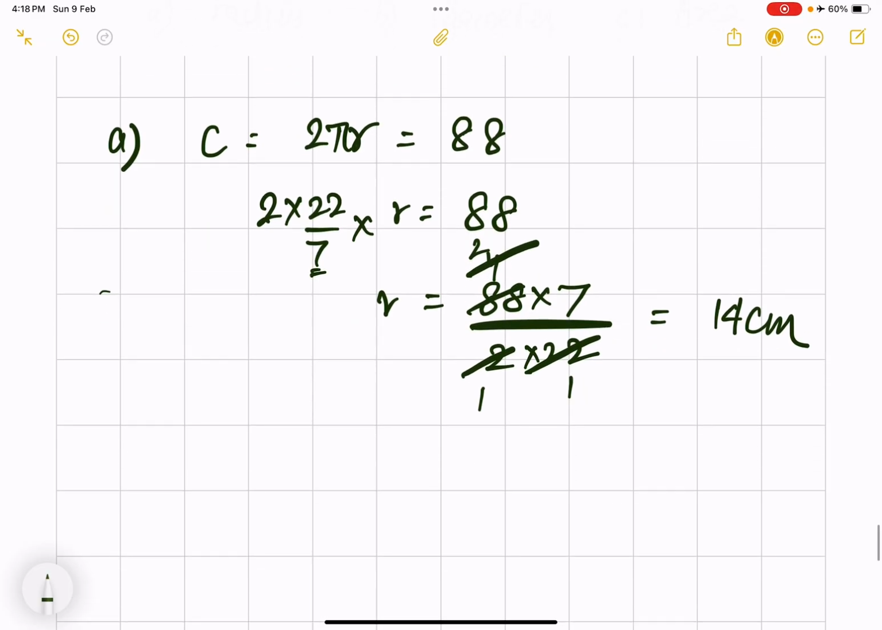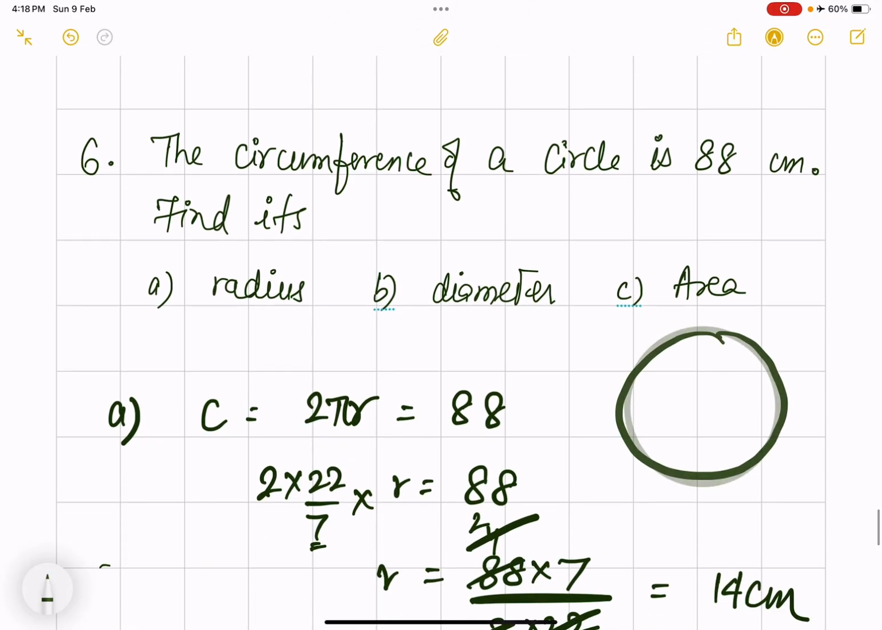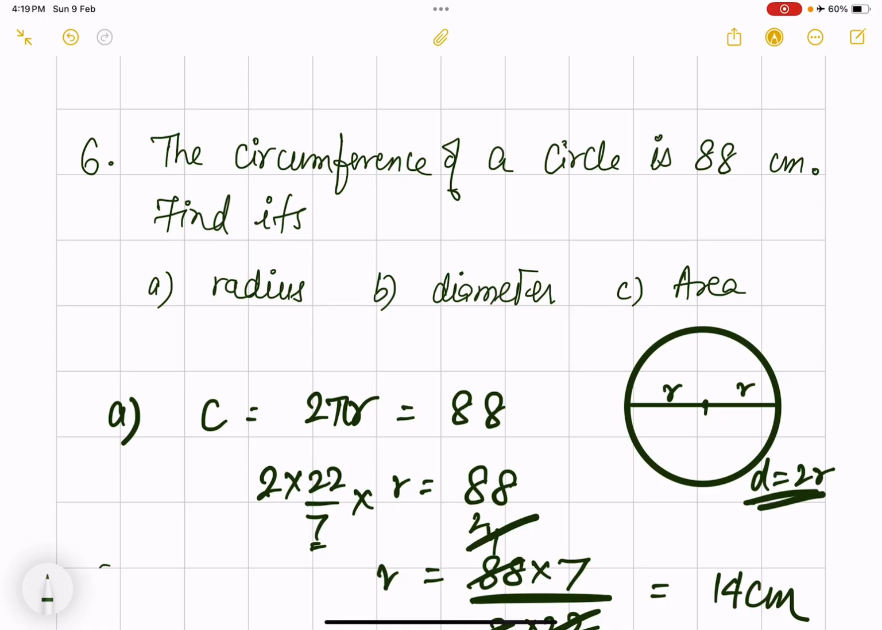Next is diameter. I hope you remember what diameter is. It is double the length of the radius. So 14 times 2 will be 28 centimeter. And if you remember the picture, if a circle is given to you, the line passing through the center is called its diameter. And diameter covers two radii, one is here and one is here. So the diameter actually becomes twice r.